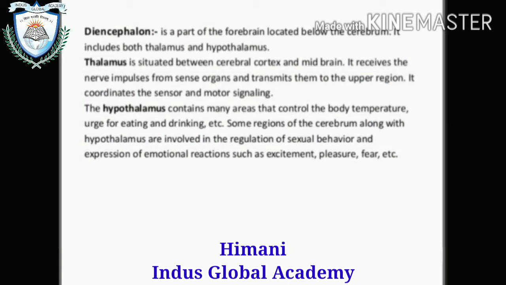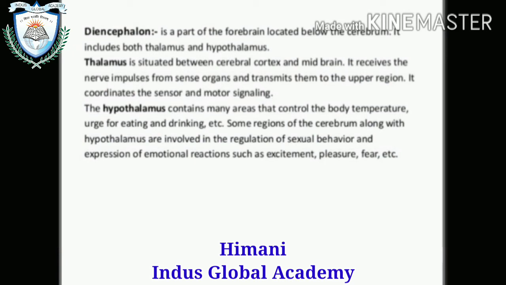Thalamus is basically situated between the cerebral cortex and the midbrain. It receives nerve impulses from sense organs and transmits them to the upper region. It coordinates the sensory and the motor signaling.